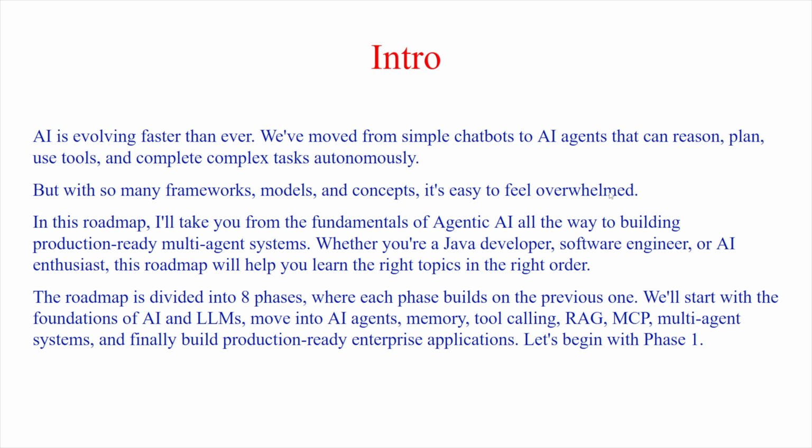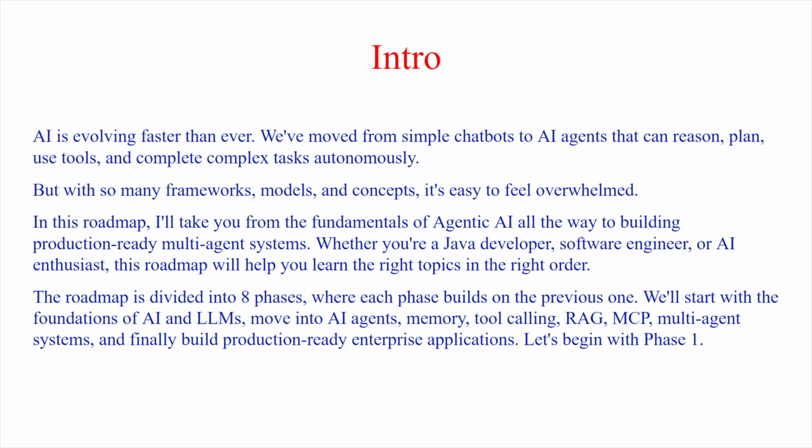We have moved from using a simple chatbot to creating proper AI agents which do all your tasks end to end autonomously. But with so many frameworks, so many models, so many concepts out there, we feel overwhelmed. We never know what the Bible for AI is, what path we should follow so that we don't divert from our own AI learning path and get into ML models or Python kind of stuff.